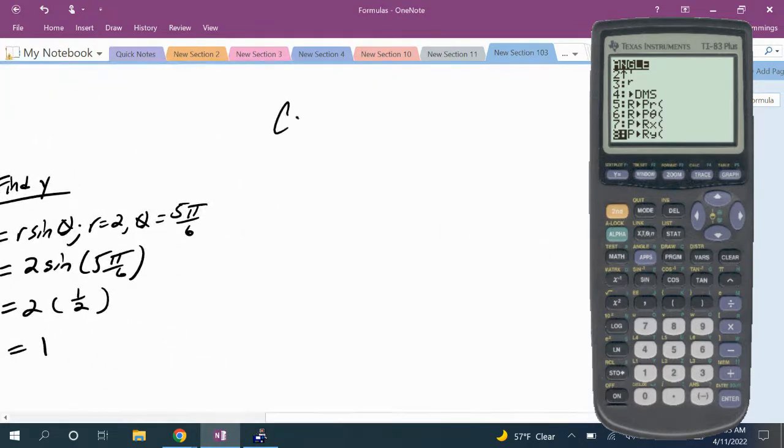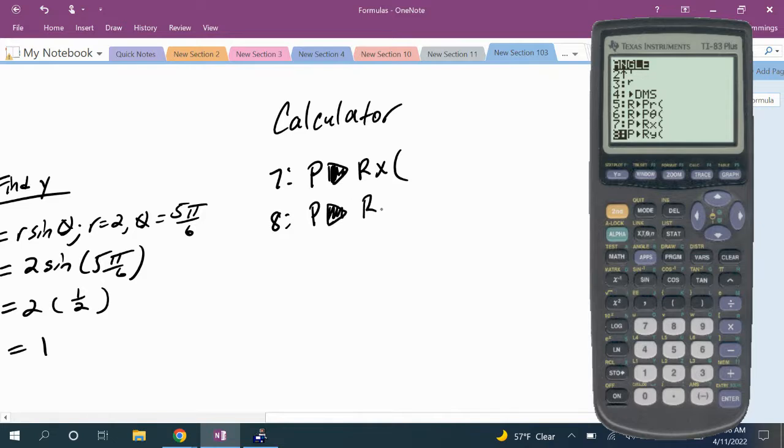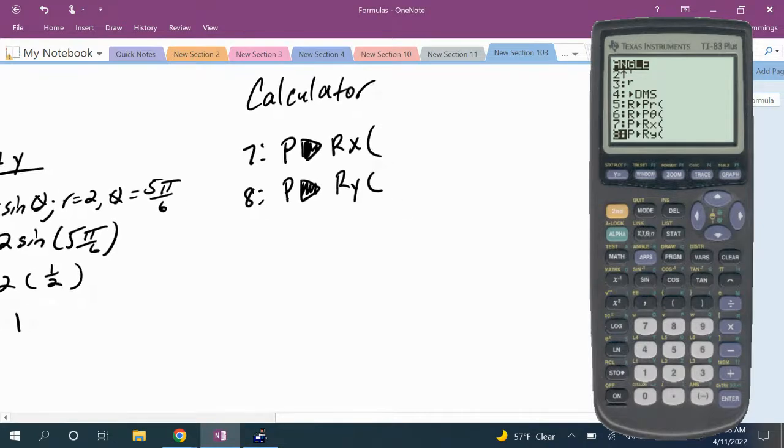All right, so for our calculator, we have the function number 7, which is P, r of x. And then for the eighth formula, we have P, and then we have r of y with an open parenthesis. I'm going to explain these two formulas.